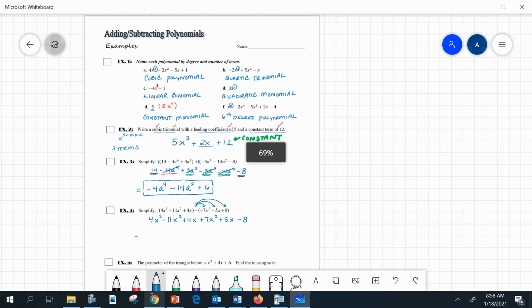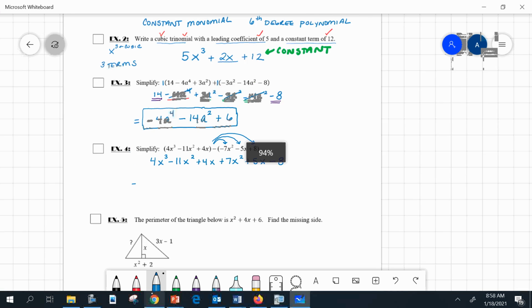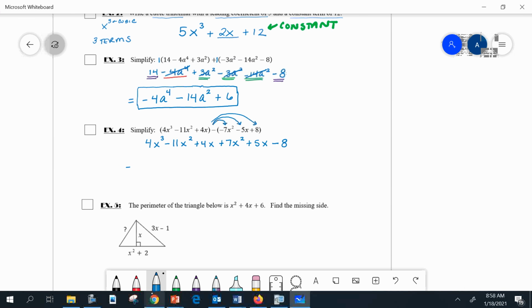Okay, there we go. All right, so the biggest exponent that I'm seeing is going to be a cubed. And so I don't see any other cubes here. So in fact, I'm going to bring down 4x cubed in red. The next one that I see is the squared. So I'm combining a negative 11x squared and a positive 7x squared. And that's going to be negative 4x squared.